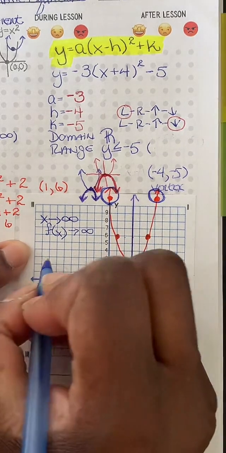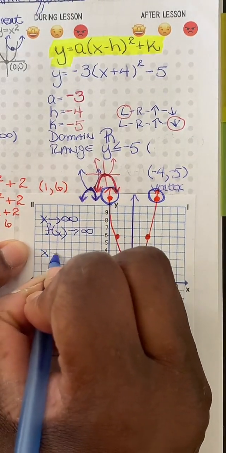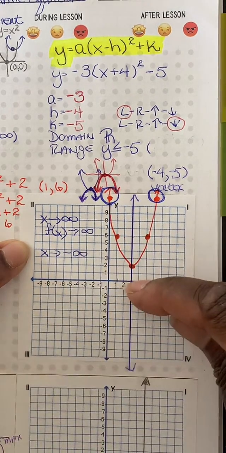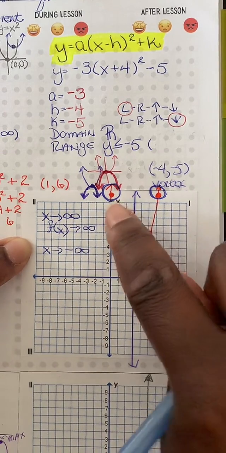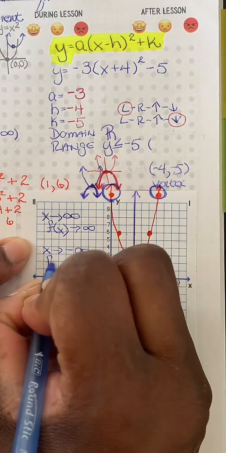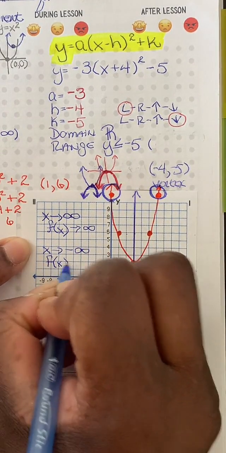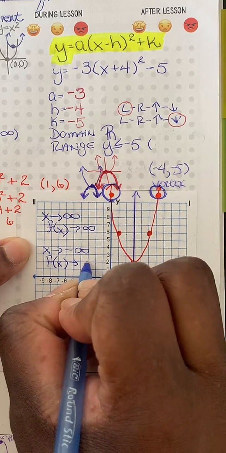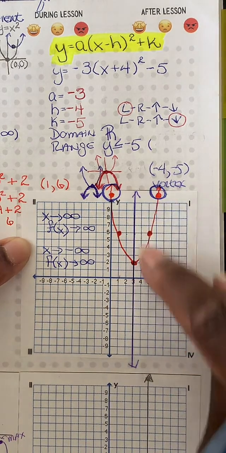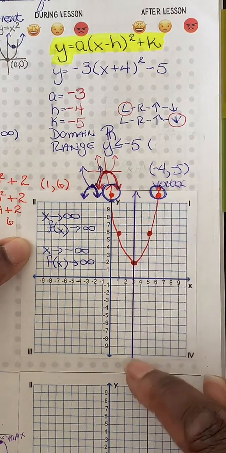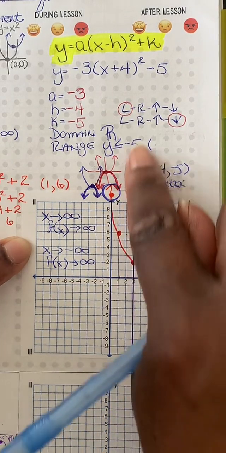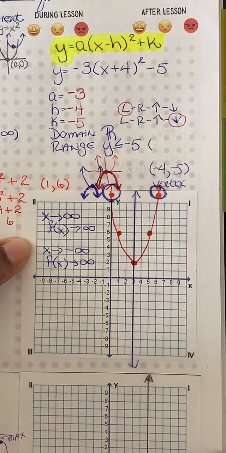So that means as my x is approaching negative infinity, that's going to the left, my graph is going upwards. So that means my y's, or the function of x, is also approaching positive infinity. For the y's, remember, they're going up or down. If everything is pointing up, they're going all the way up to positive infinity. Okay?